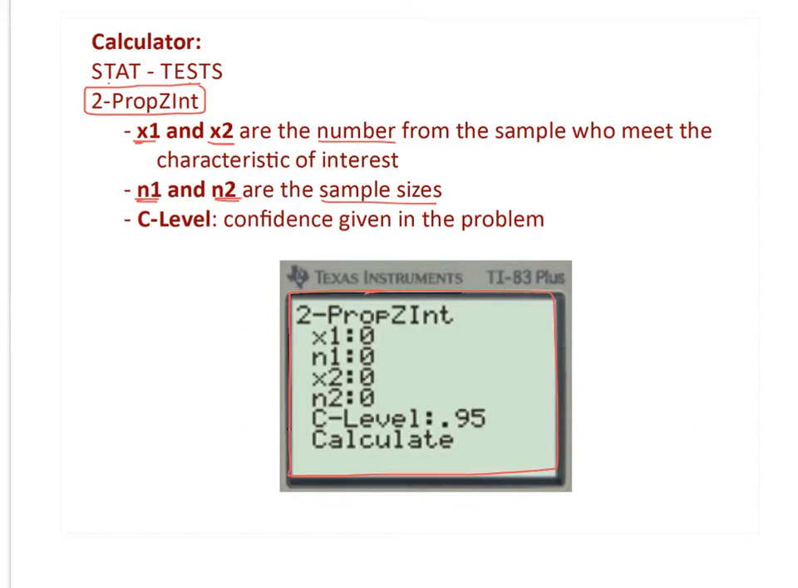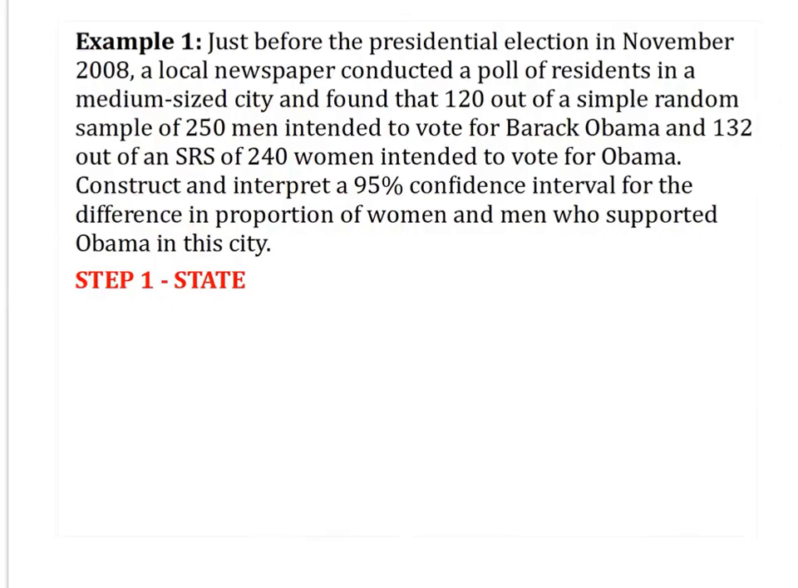So now that we have the state, plan, do, conclude setup, let's take a look at a problem. This problem says just before the presidential election in November of 2008, a local newspaper conducted a poll of residents in a medium-sized city and found that 120 out of a simple random sample of 250 men intended to vote for Barack Obama, and 132 out of a random sample of 240 women intended to vote for Barack Obama. Construct and interpret a 95% confidence interval for the difference in proportion of women and men who supported Obama in this city.